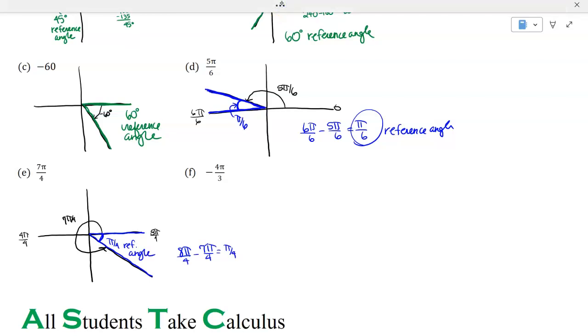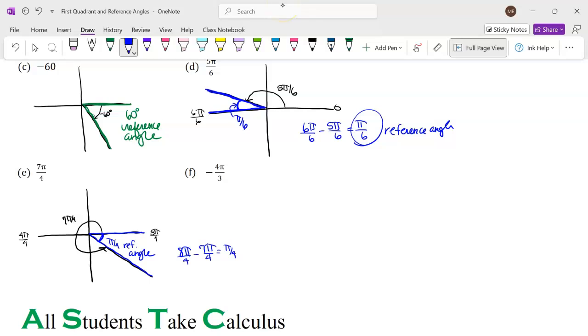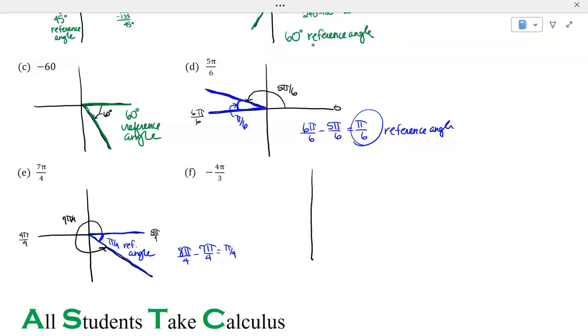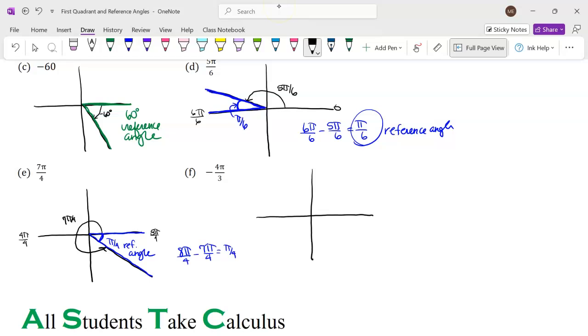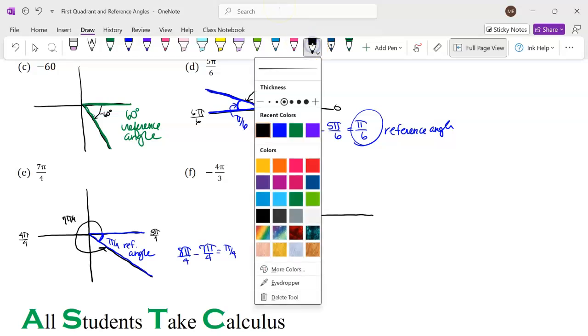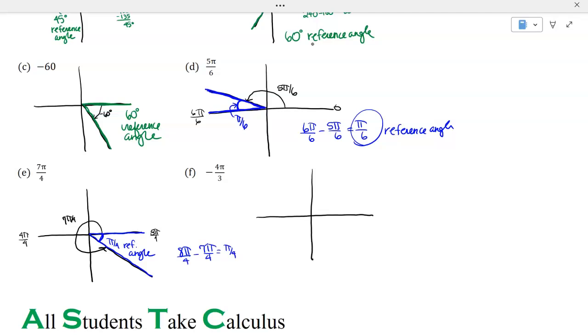Again, your reference angles should always be acute. They should always be angles that you would find in the first quadrant. So last but not least, let's look at this one. You're going negative 4 pi over 3. If I was going to draw this, you need to figure out what quadrant it's going to be in.